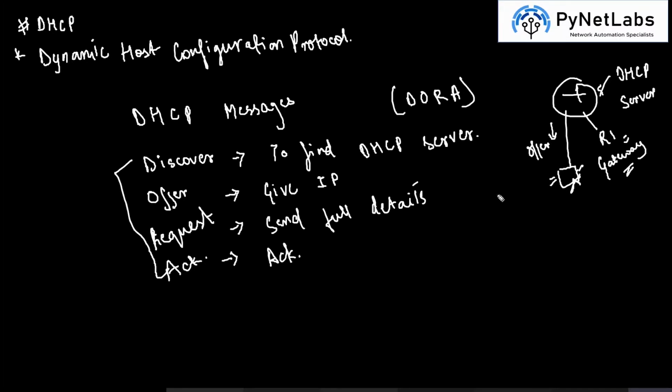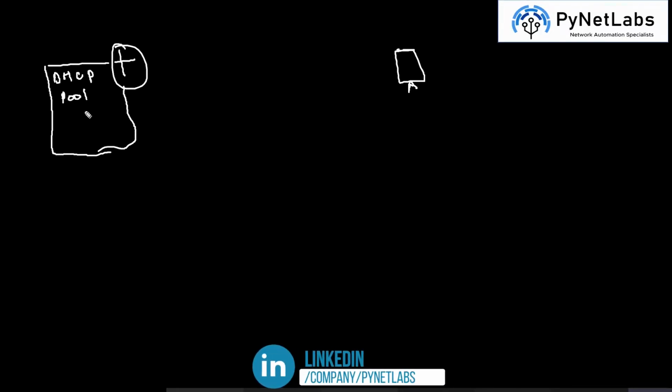So let's understand this again, and let me show you this with a router and device. So when we configure DHCP on a router, it starts maintaining a DHCP pool. So let's say we configure DHCP on this, it will start maintaining DHCP pool.